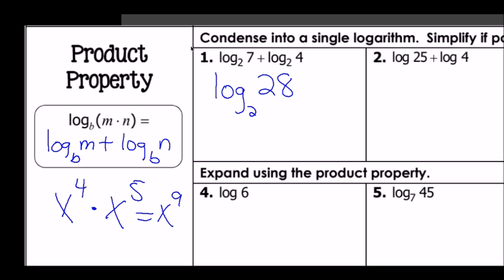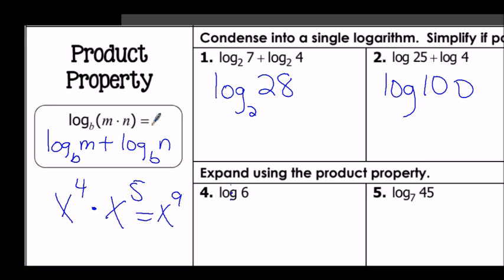Okay. So again, just to recap, if there isn't a base written, what is it? Correct. It's 10. So then this would become log. What do I do with the 25 and the 4? Will this simplify? That's 100. It'd be log base 10 of 100, which is 10 squared. We would reduce it down to 2. But we're just condensing.